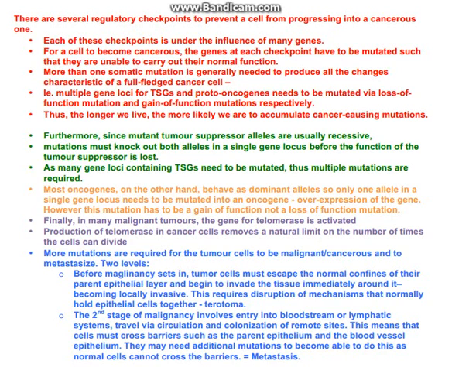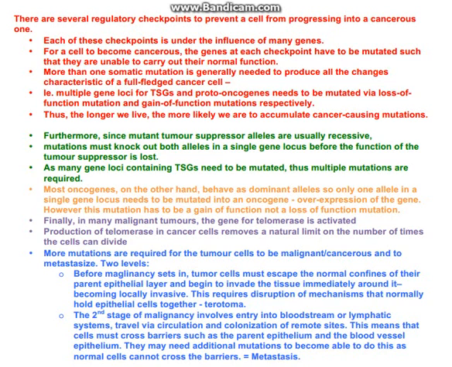Finally, in many malignant tumors, the gene for telomerase is activated. Production of telomerase in cancer cells removes a natural limit on the number of times the cells can divide. More mutations are required for the tumor cells to be malignant, cancerous, and to metastasize.